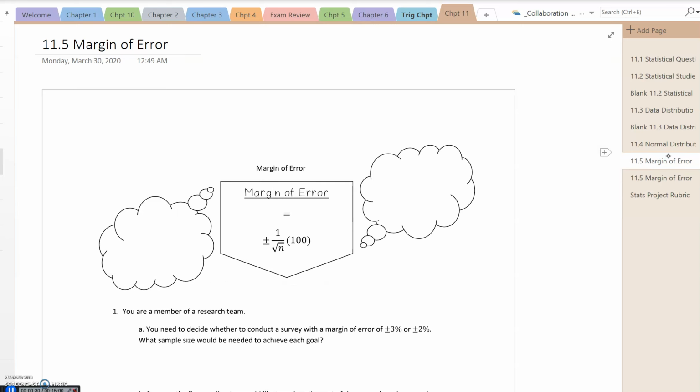This is our last section of notes before spring break, so hopefully you're excited about that. Today we are talking about something called the margin of error. When we are learning about statistics and when we conduct studies, there's always this thing called margin of error. The margin of error helps determine how accurate a study is.